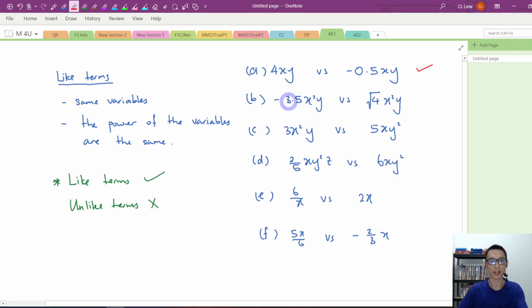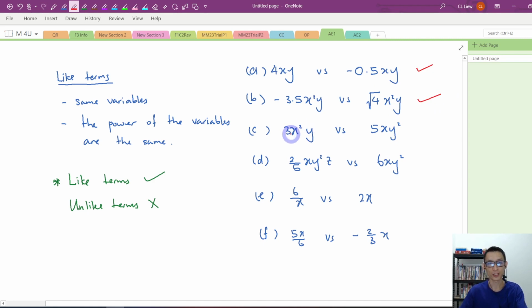Okay, now how about this one? As I told you just now, forget about the coefficients. Negative 3.5 and the square root of 4 are not important. Now the x here is power 2, x power 2, y, like terms. Same variable and the powers are the same. This power 2, here also power 2, this power 1, here also power 1. Okay, like terms.